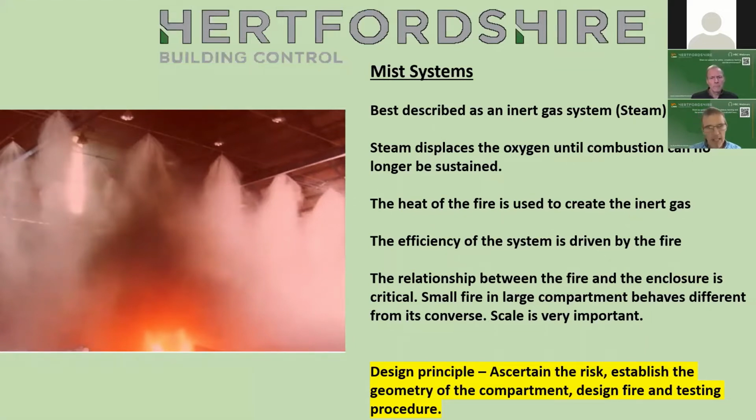Because mist systems can be one or the other. If they are extinguishing systems, they've got to be extremely well designed and the environment's got to be extremely well controlled, much the same as with gases. But the efficiency is driven by the fire. So they work really well on large fires, because a large fire has a lot of energy, and that energy turns the water droplets into steam, and the steam will then displace the oxygen and either suppress the fire, or in certain situations extinguish it. The relationship between the fire and the enclosure is critical.